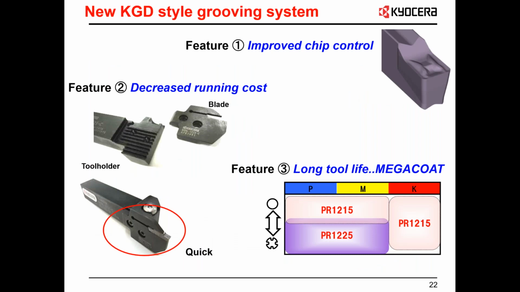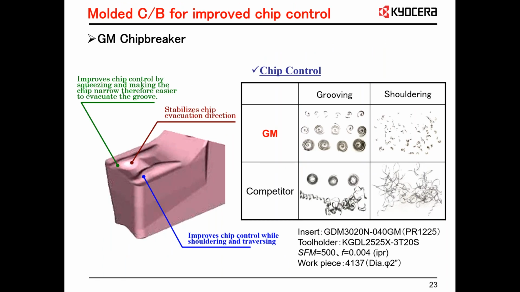So this is not a new KGD style system, but this is why we developed this system. But just keep in mind, you guys already know about the KGD features. I'm not going to go into this with the tool holder, the quick change blades. But some of the features of the GM breaker is definitely for improved chip control.